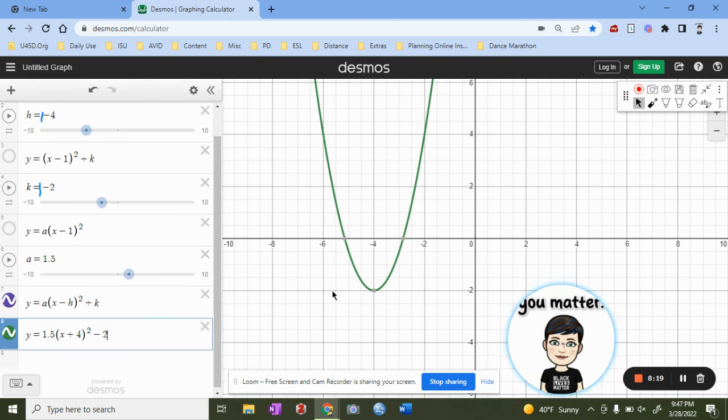Okay, so we can play around with our vertex form and learn a lot about its steepness, how wide or narrow our parabola is. We can very quickly identify if we have a minimum or a maximum for our vertex. Remember, if a is positive, we'll have a minimum value for our vertex, and if a is negative, we'll have a maximum value for our vertex.